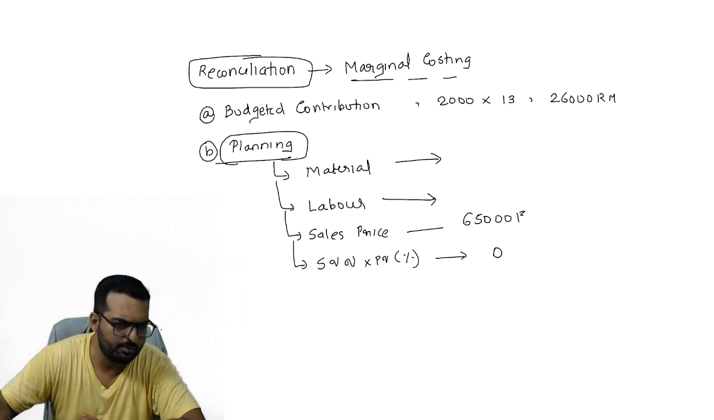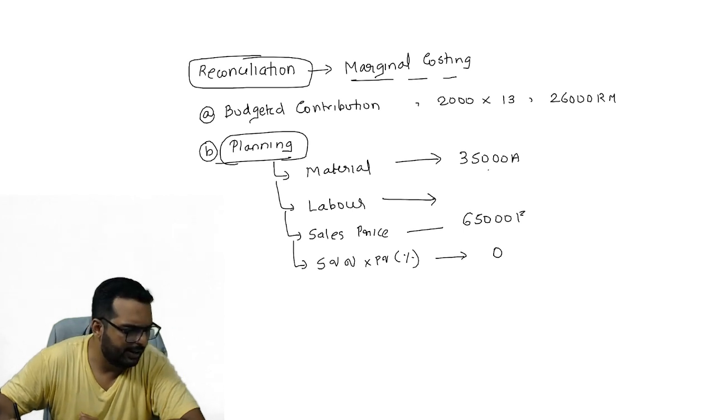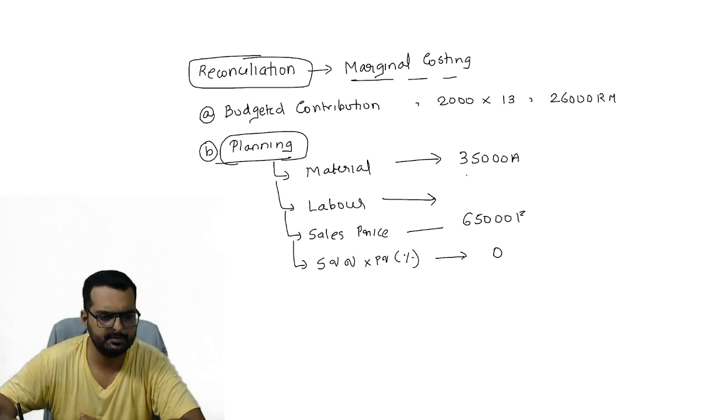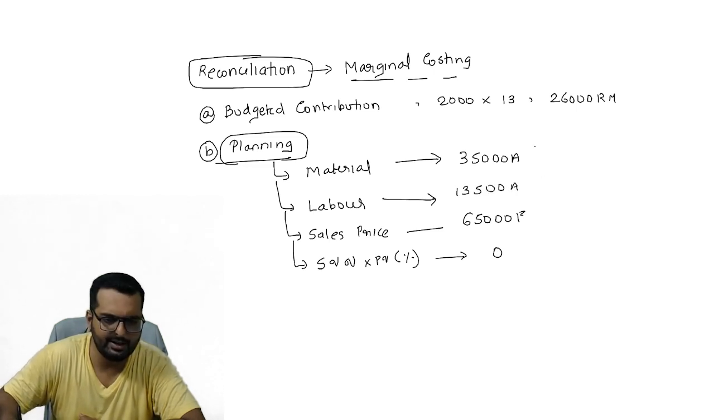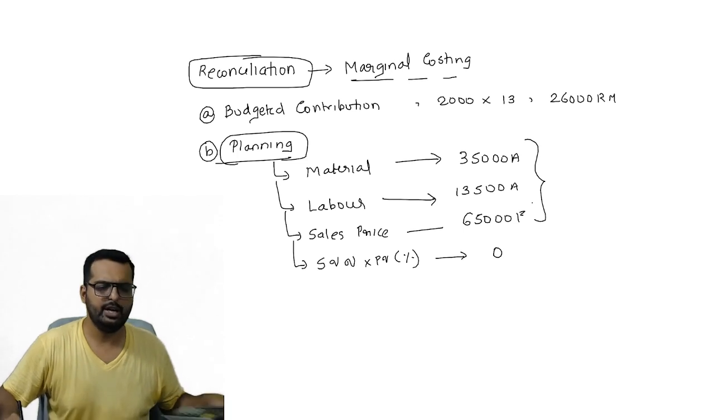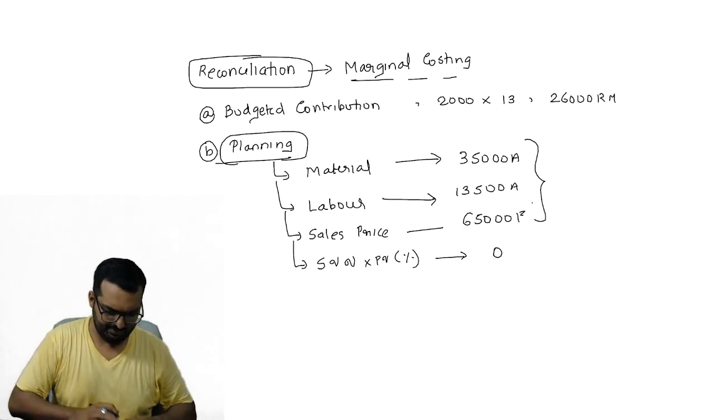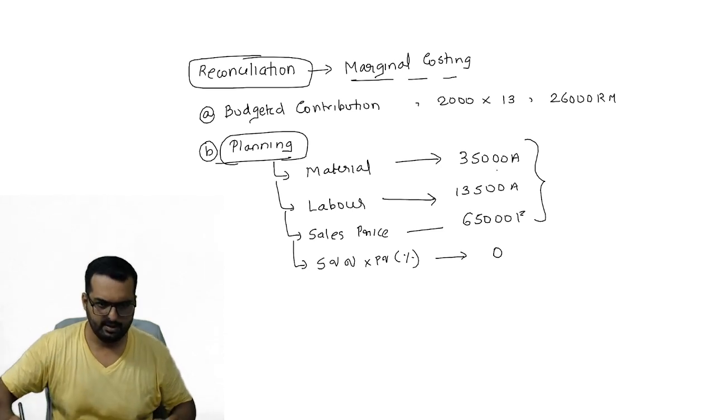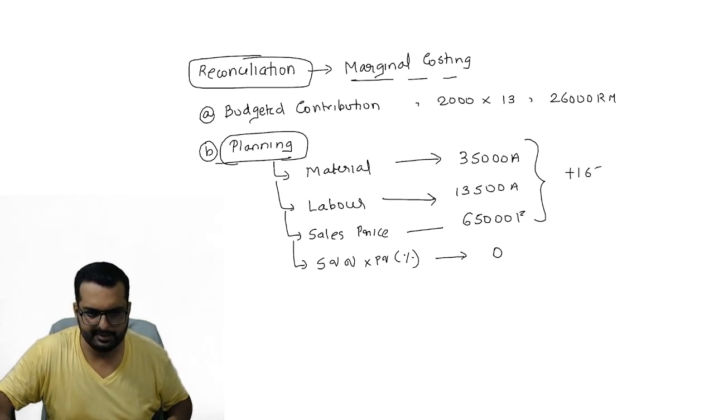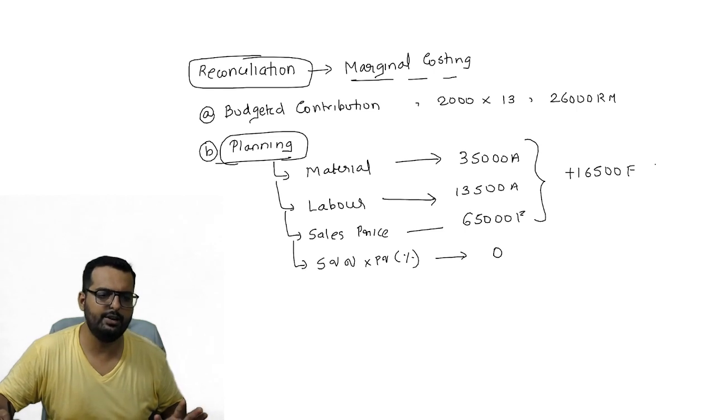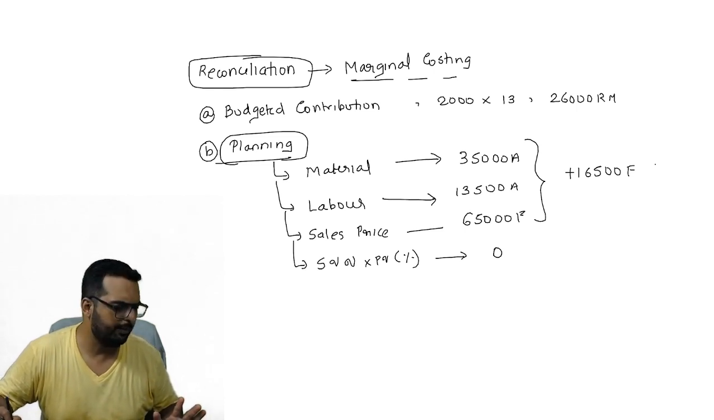35,000 adverse. I'm talking about planning variance, okay? 35,000 adverse. And what about labor? 13,500 adverse. So overall, if you see, due to mistakes in planning, how much is the profit that has gone up? It has gone up by 16,500 favorable. Everybody clear so far?